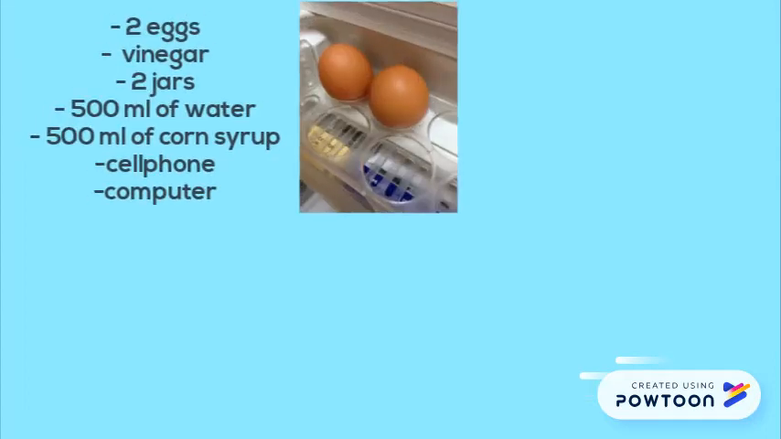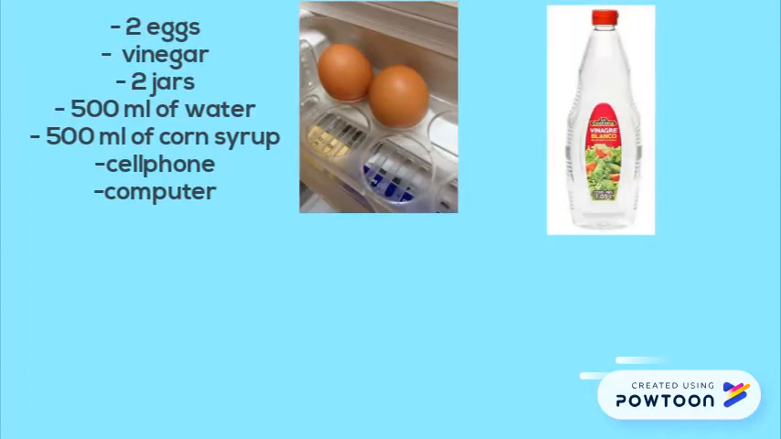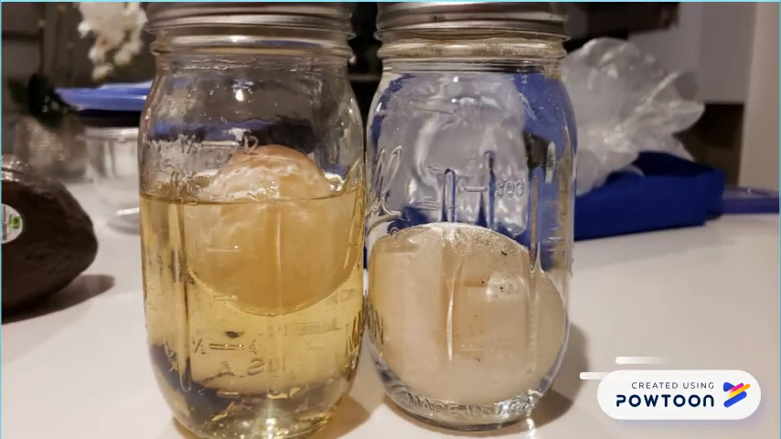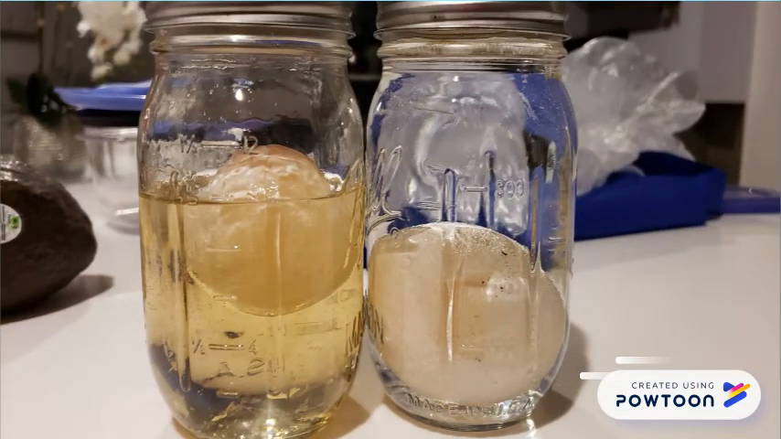For this experiment, we needed 2 eggs, vinegar, 2 jars, 500 milliliters of water, 500 milliliters of corn syrup, a cell phone, and a computer. We started the experiment by putting 2 eggs into vinegar. After we had done this, we waited for 3 days. After the 3 days had passed, we observed that the vinegar had dissolved the egg shell completely.